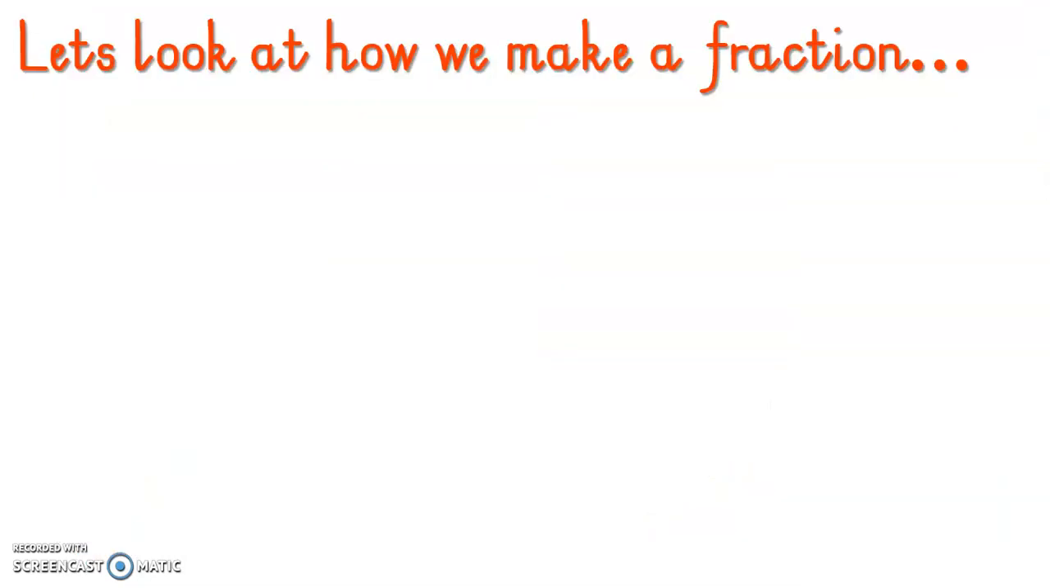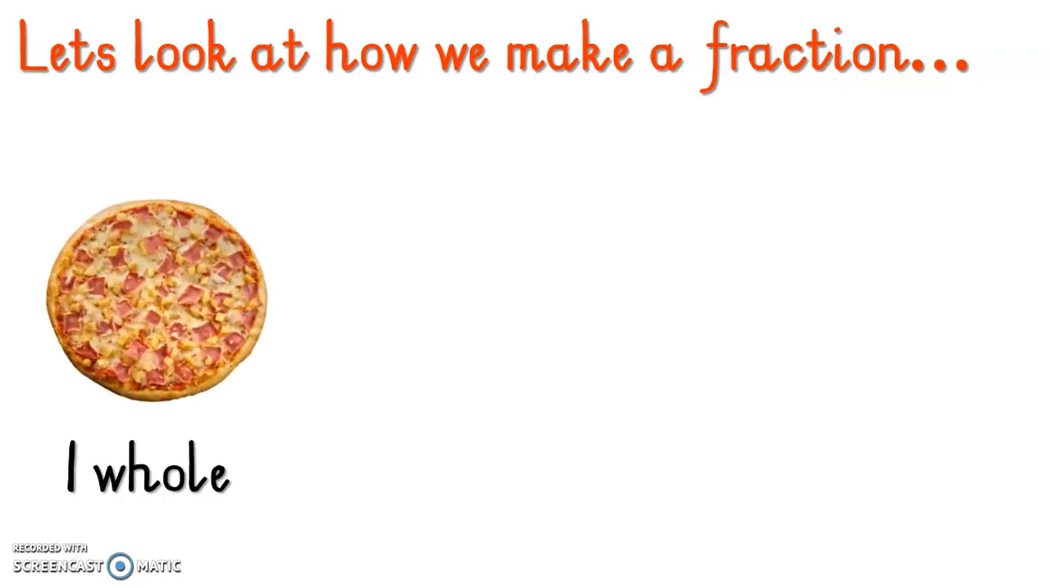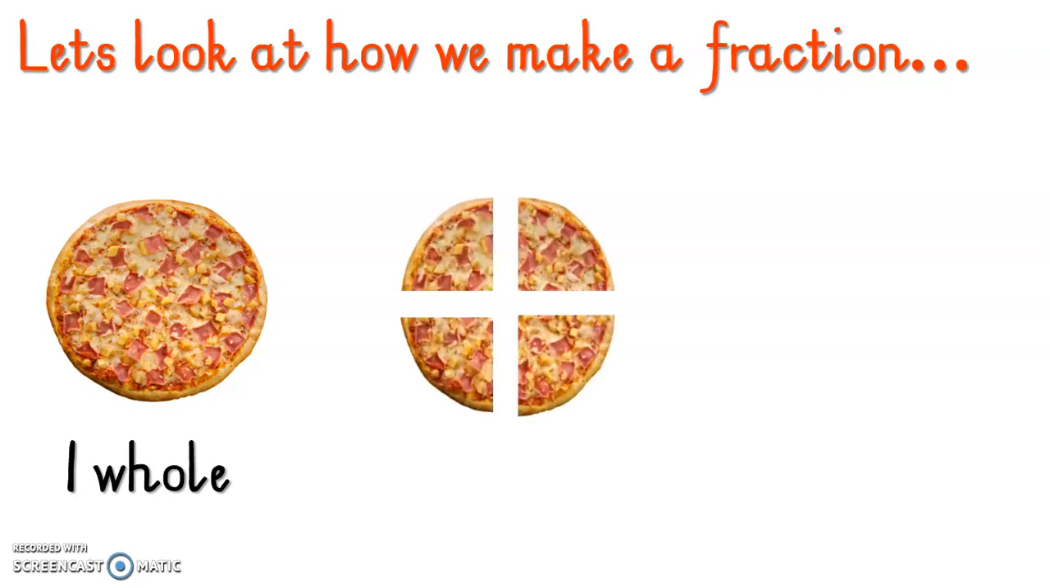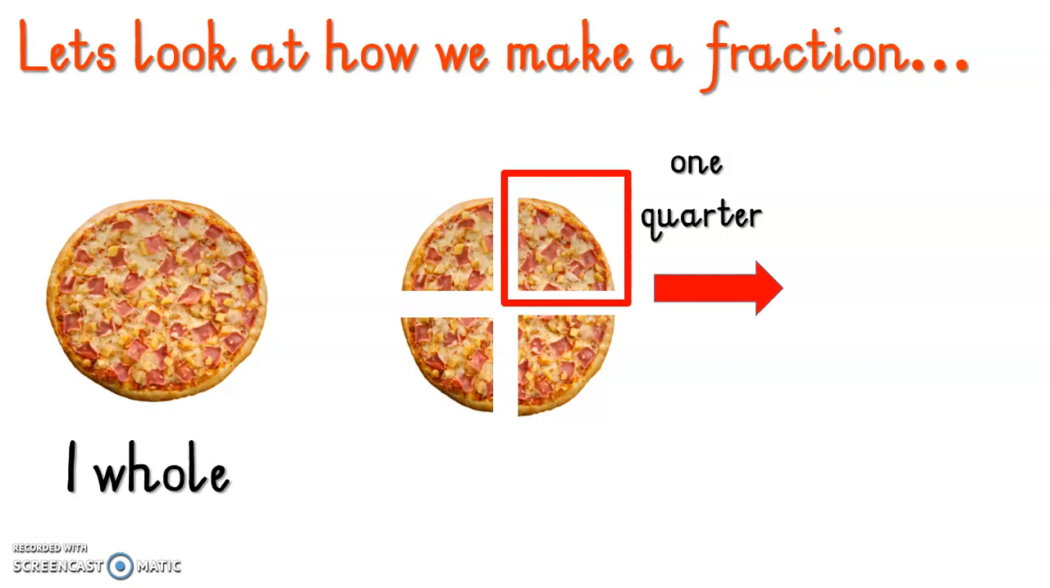Let's look at how we make a fraction. Okay, one whole. We have one whole pizza in front of us. Now, Mrs. Mitchell is busy dividing it into quarters. There we go. There's our 4 quarters. Now, I've made a block around 1/4 of a slice of pizza. Can you see? That's 1/4. Now, what does the number name look like again? It's 1/4, meaning a quarter.